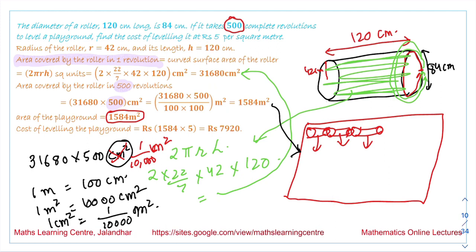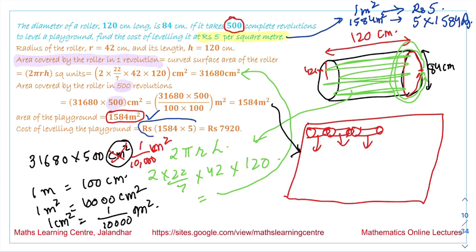The answer that we will get is 1584 m². The rate of leveling is rupees 5 per square meter. So it is given that for 1 m² area, the cost of leveling is rupees 5. So for 1584 m² of area, the cost will be 5×1584 rupees. What is 5×1584 rupees? It is rupees 7920.